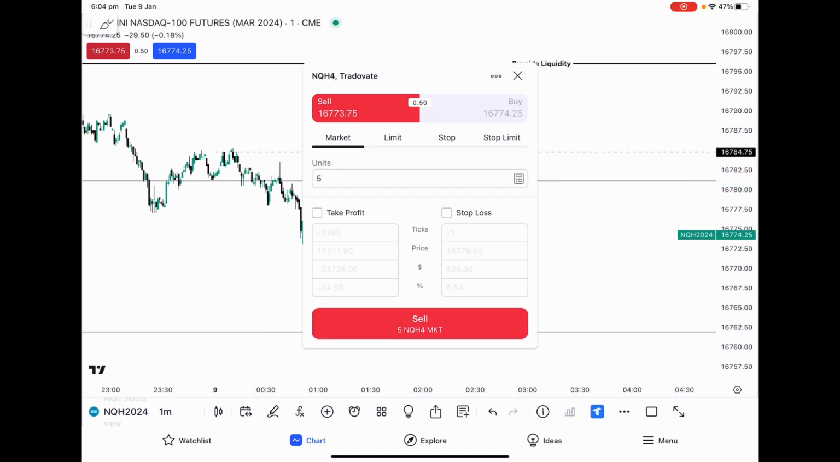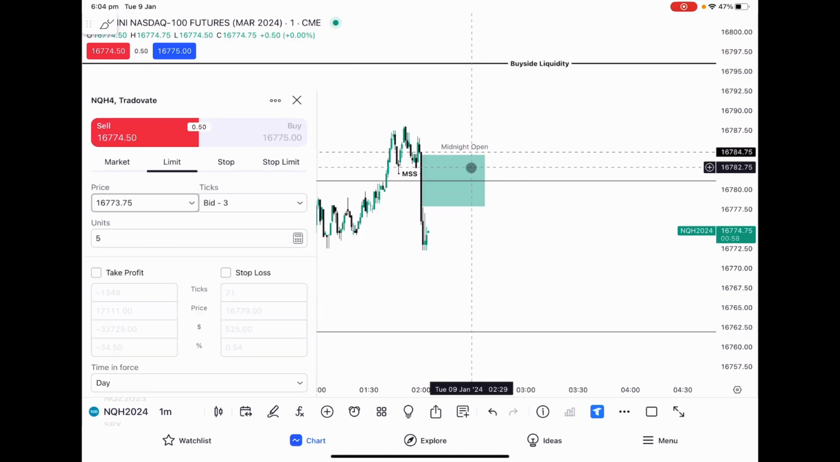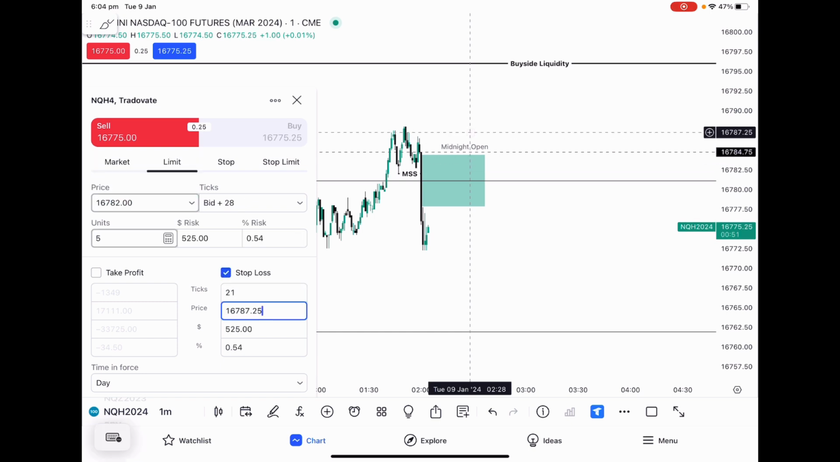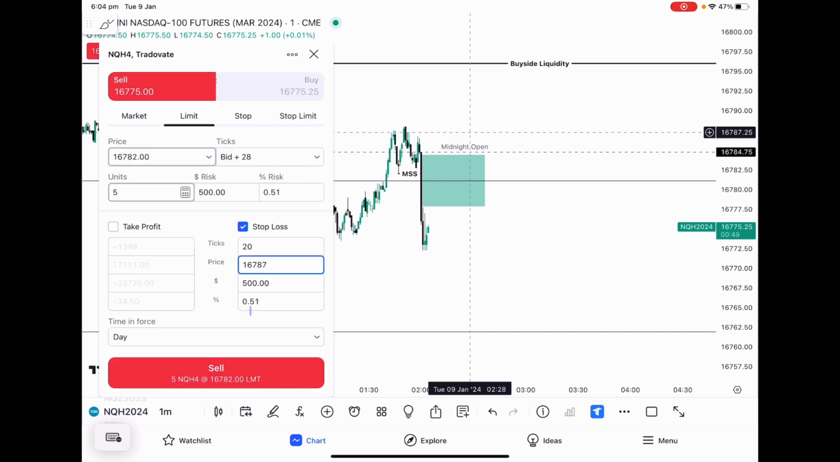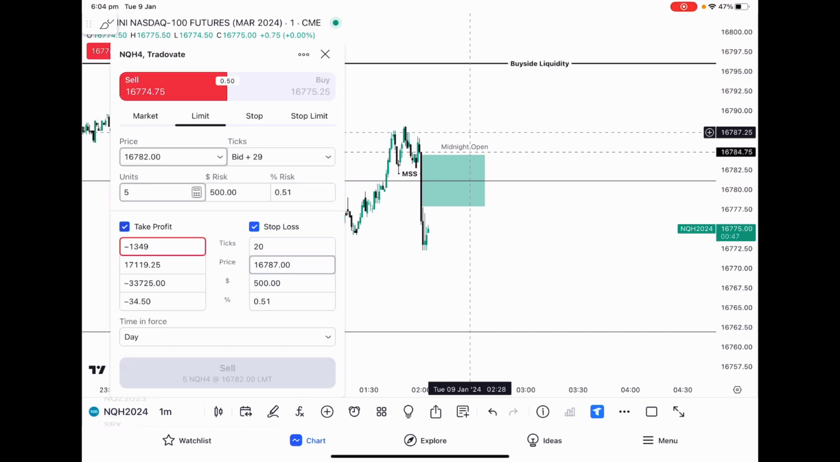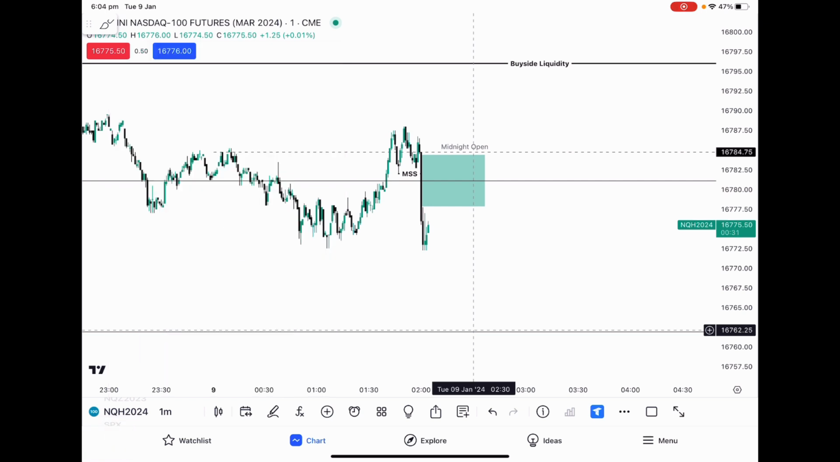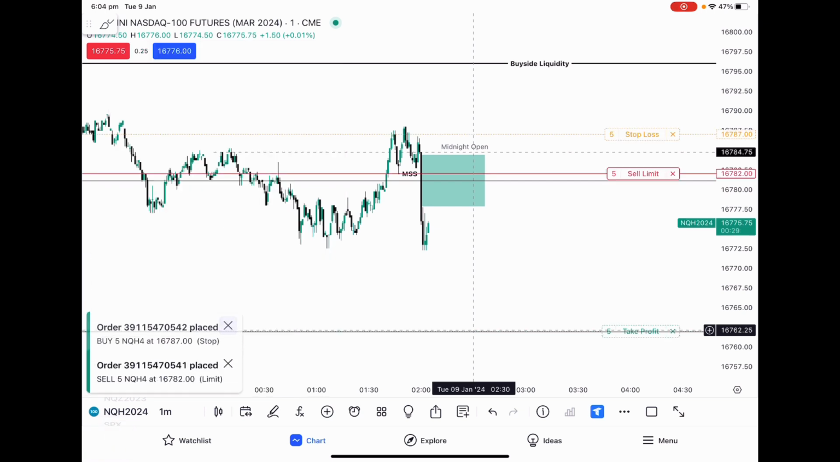So I'm just going to do it again. Limit order from this breaker block, 16782. Stop loss about here, 16787. That's risking exactly that. And then take profit, we'd make that down here at consequent encroachment. So let's have a look, 16762. Something like that, right? Give or take. So I'll be placing that limit. That's what I'm looking for.